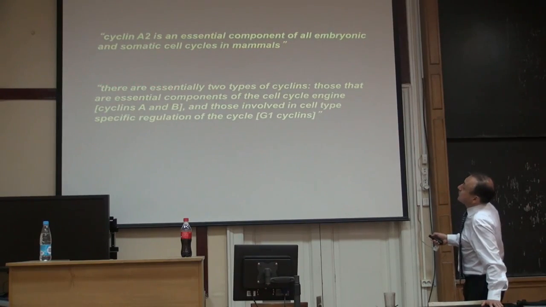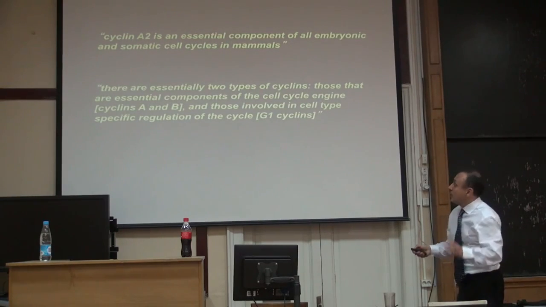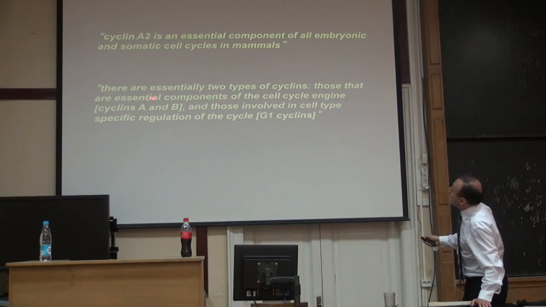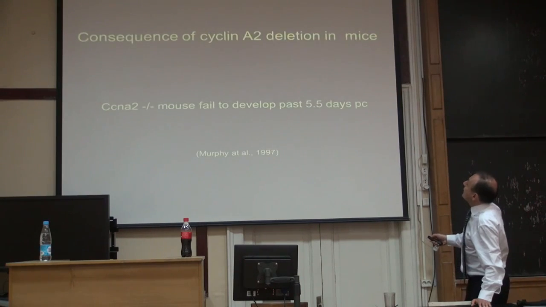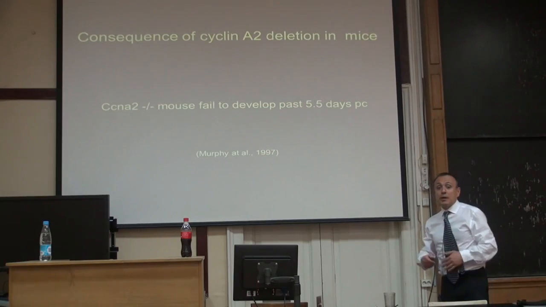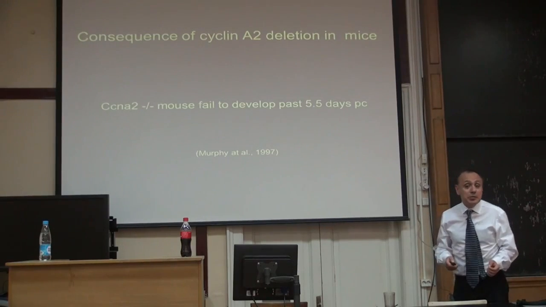And then people also rationalize and say, well, maybe the G1 cyclins we can knock out, but there are essentially two types of cyclins that are essential components of the cell cycle engine, and these are cyclin A and B. In part, this notion was rationalized because this is the only cyclin or CDK expressed in the S phase, in part because of the antibody experiments.